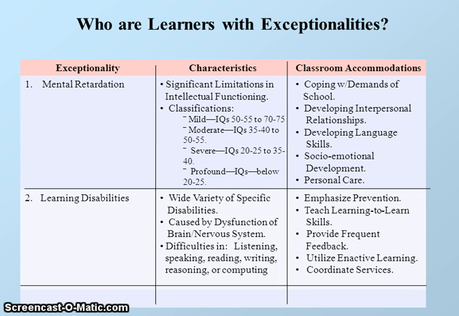Who are learners with exceptionalities? Number 1, mental retardation. These students will be taught by teachers with a special education degree only. Number 2, learning disabilities. This is the largest category of students with disabilities. Characteristics of learning disabled students, LD students, include that they may have difficulties in listening, speaking, reading, writing, reasoning, or computing.